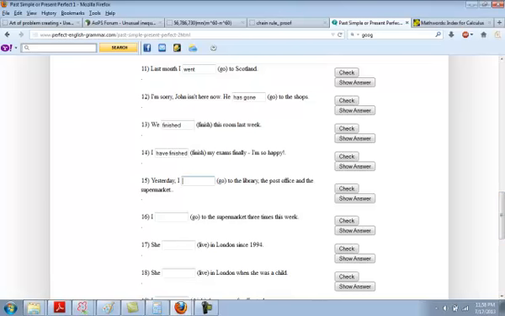Okay, so yesterday I went, obviously, because it's yesterday. I have gone to the supermarket 3 times this week, not went. Okay, I have gone to the supermarket.